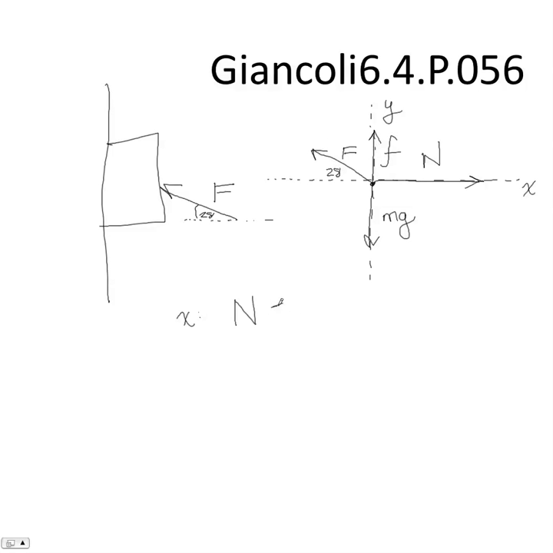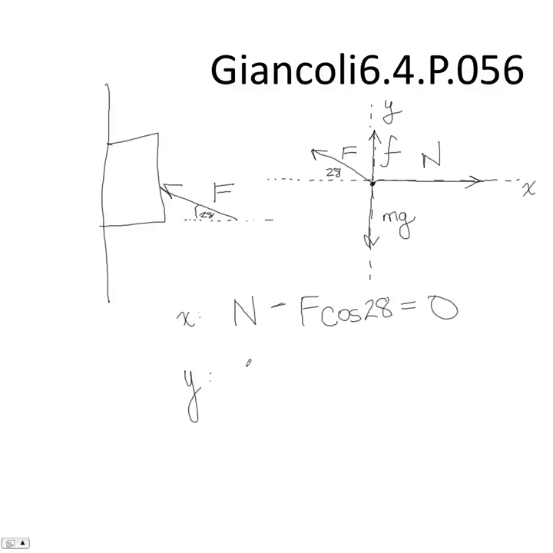So we're going to go minus, because it's to the left, F cosine. It's cosine because it's the x equation, and the angle 28. And if this box isn't moving, this has to be equal to 0. Now for the y equation. We have two vectors flat on the y-axis, the f and the mg.